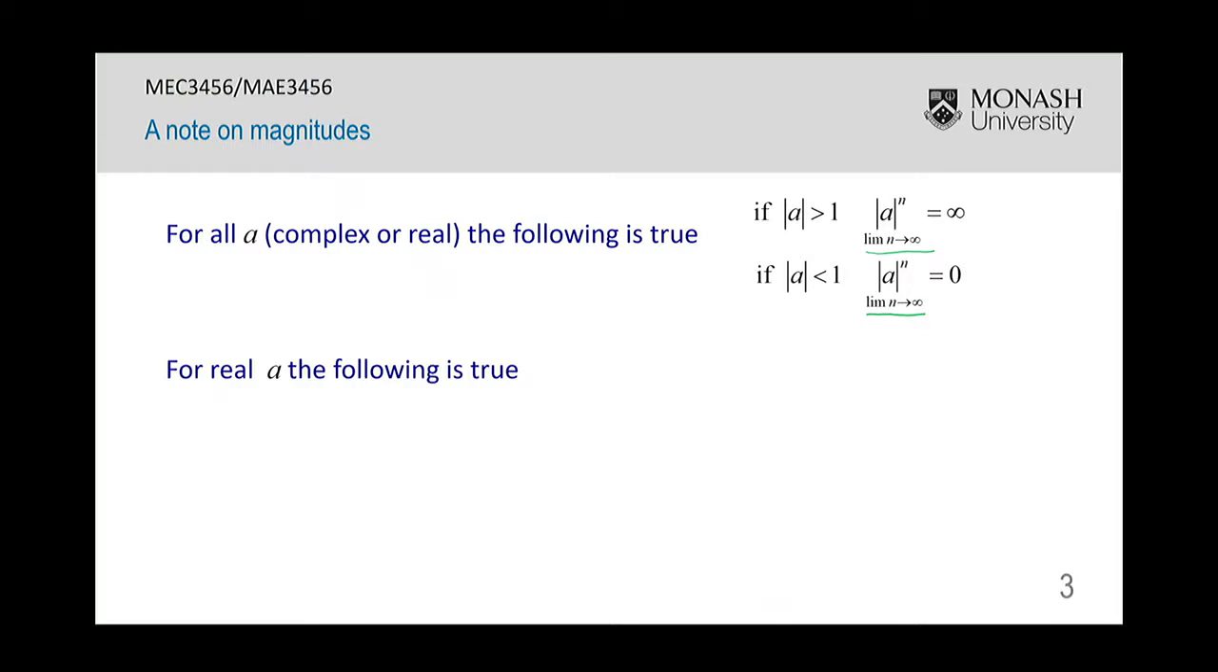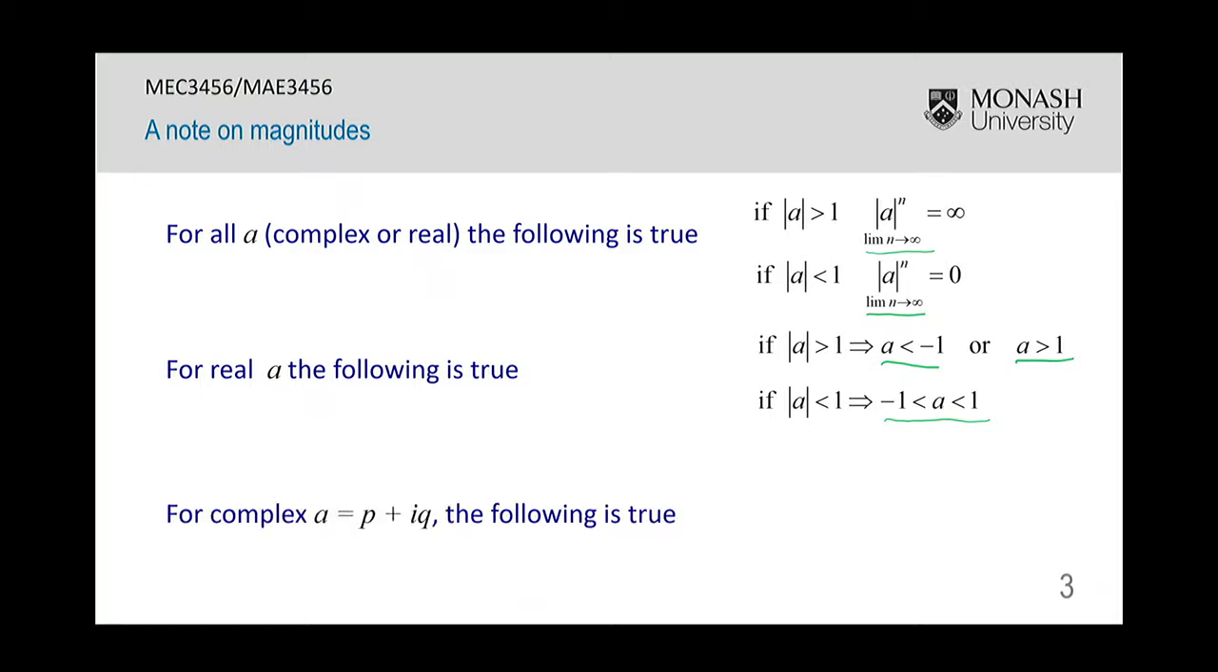If A is a real number, then the following is also true. If the magnitude of A is greater than 1, this means that either A is less than minus 1 or A is greater than positive 1. Alternatively, if the magnitude of A is less than 1, this means that minus 1 is less than A is less than 1.